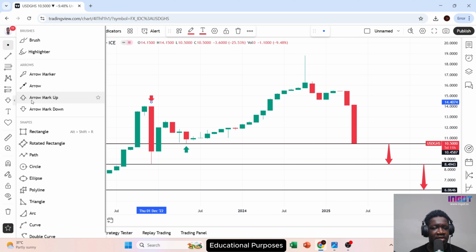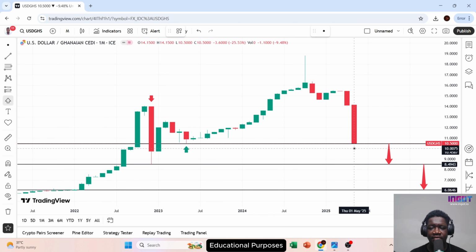So this is our support, the previous support. Currently we have the price hovering around the same support. Now if this support is broken, there are high chances of price going down again, or the exchange rate going down further, and the next stop is 8.4.